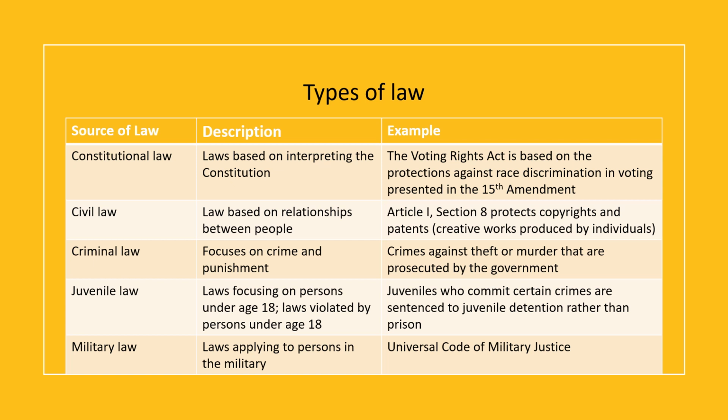Civil law is law based on the relationships between people. So Article 1, Section 8, which includes 18 different clauses, one of the clauses in Article 1, Section 8 protects copyrights and patents. These are creative works produced by individuals. This means that if I produce something and I can put my name on it, that belongs to me. Somebody else cannot take my written work. If I were to write a wonderful poem, for example, they can't copy that poem and then publish the poem and try to get royalties from the publisher. It's my poem. It's my work.